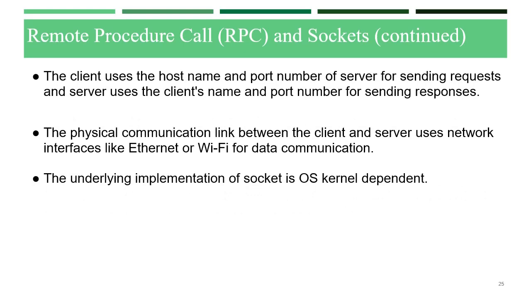The client uses the host name and port number of the server for sending requests, and the server uses the client's name and port number for sending responses. If the client and server applications, both processes, are running on the same CPU, both can use the same host name and port number for communication. The physical communication link between the client and the server uses network interfaces like Ethernet or Wi-Fi for data communication. This underlying implementation of sockets is OS kernel dependent. Different types of OS provide different socket interfaces.